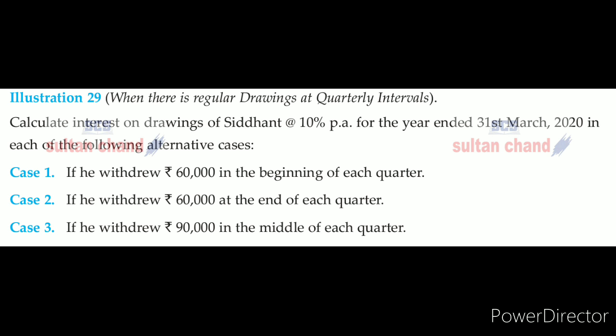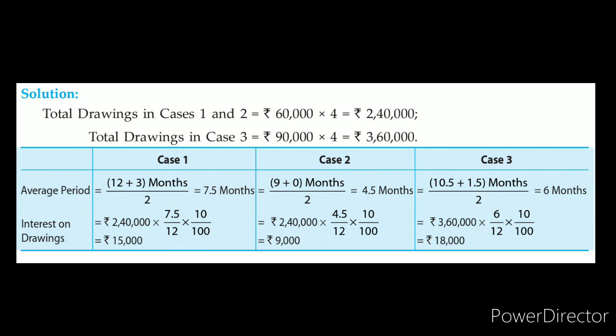In case 1, we have to calculate the average period. We have discussed it already, beginning of each month and each quarter also. So it is quarter-wise, beginning of each quarter. 12 plus 3 is equal to 15, divided by 2 is equal to 7.5 months. And interest on drawings, how can we calculate it? 2,40,000 into 7.5 divided by 12 into 10 divided by 100, as per the partnership deed, 10%. So finally we get the answer 15,000. 15,000 is the answer for the first case.